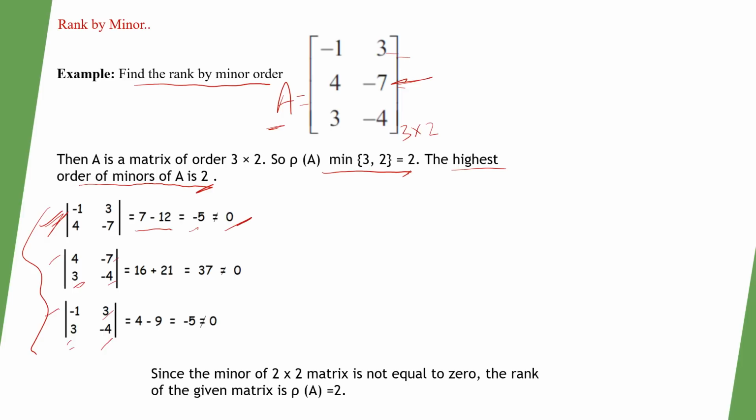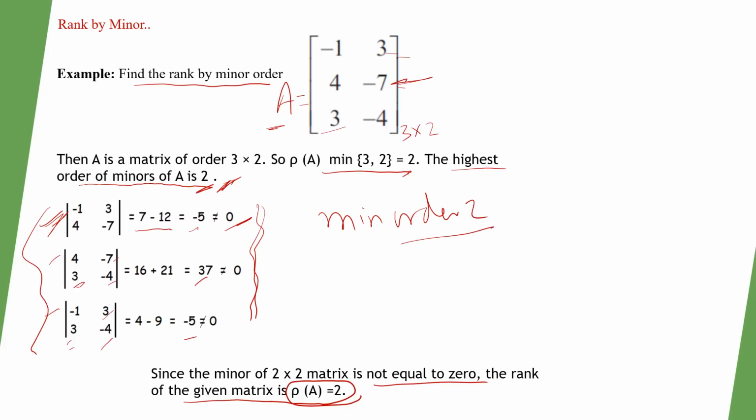The first one is minus 5, the second one is minus 5, and the third is minus 5. So we can say the minor of order 2 for matrix A is not equal to 0. Therefore we can say the rank of the given matrix is 2. Here we have to note that even if only one minor of order 2 is non-zero, we say the rank is 2. Rank is 2.